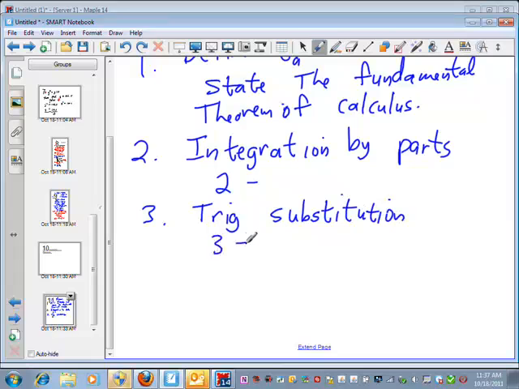There's got to be 3 because there are 3 cases. There's x squared plus a squared, there's x squared minus a squared, and then there's a squared minus x squared. I want you to be able to do all 3 of those cases. And that's where we littered the board. How many cases were there? 3. So it's the square root of a squared plus x squared, the square root of x squared minus a squared, and the square root of a squared minus x squared.